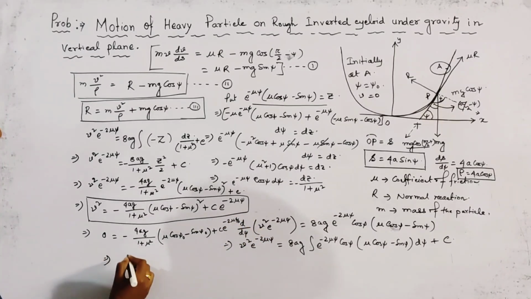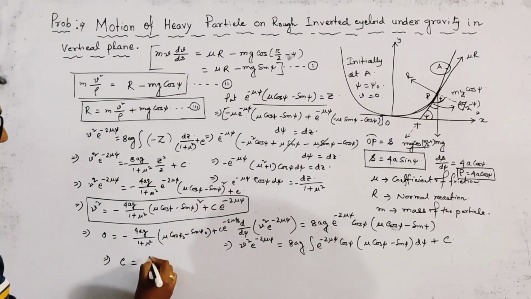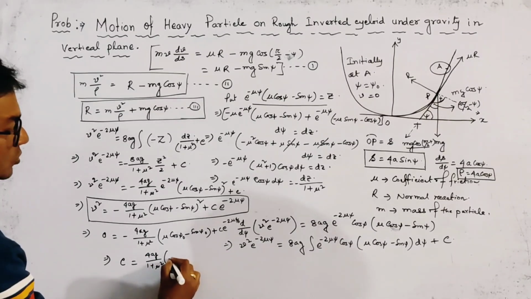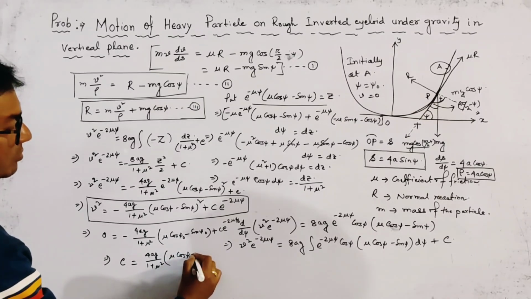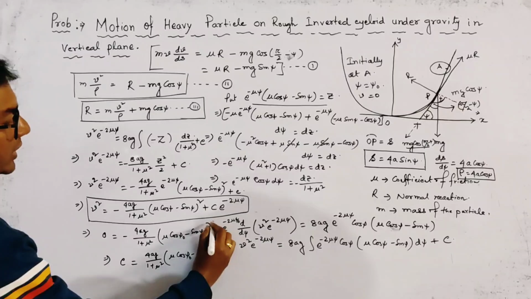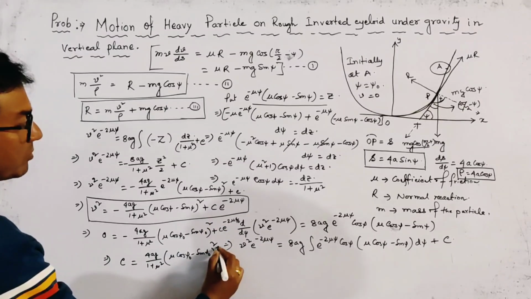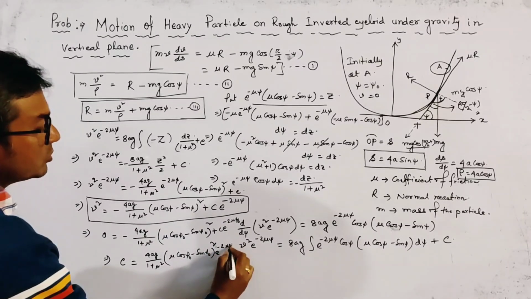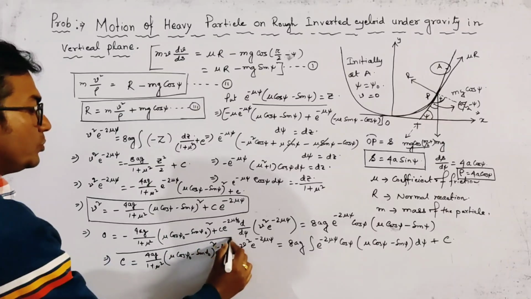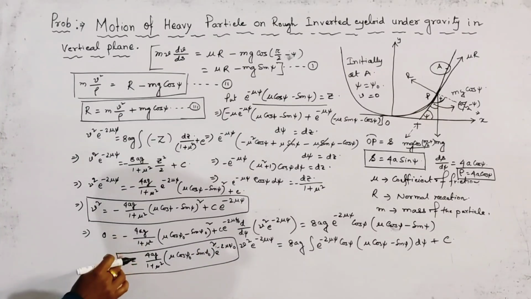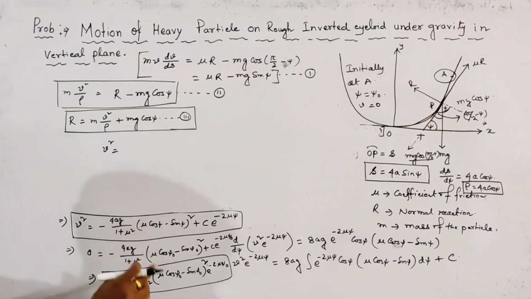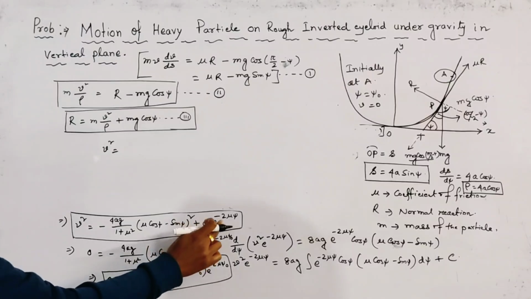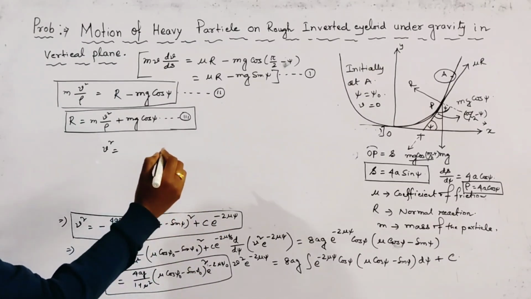Okay, and getting the integrating constant c, this is given by 4ag by 1 plus mu square into (mu cos psi 0 minus sin psi 0) whole square into e to the power minus 2 mu psi 0. Now we put the value of this integrating constant in the given result. We get the result as, we write the first term, this is given by c into e to the power minus this.